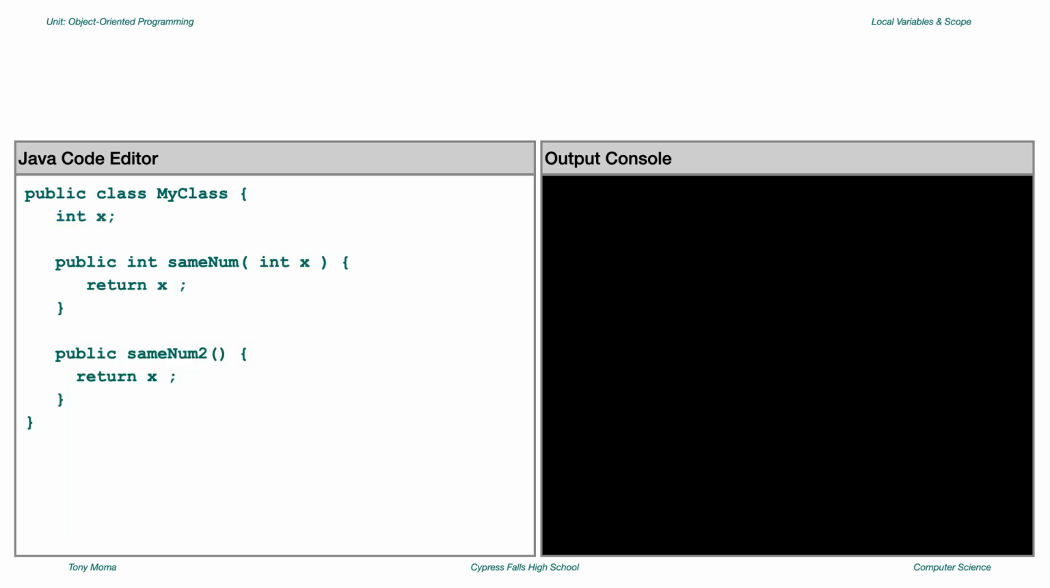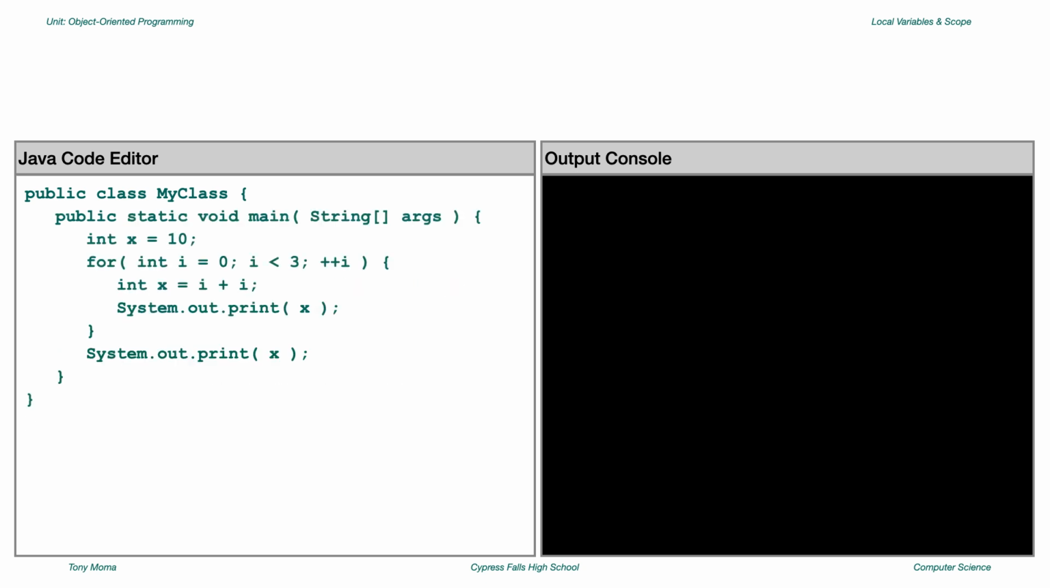When we're inside the first method, SameNum, the variable with the innermost scope, in that case, is the parameter. Thus, for that first method, the parameter is what's going to get returned. Because once again, the parameter is the variable with the innermost scope. However, when we come to the SameNum2 method, the parameter no longer exists. Because remember, parameters only exist inside the method that they're declared in. So when we step inside SameNum2, the only variable named x that exists is the instance variable. Henceforth, the instance variable is what will get returned in that case.